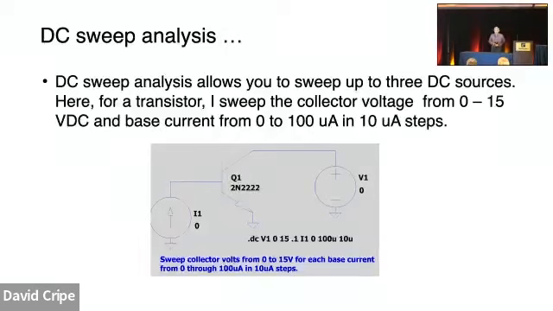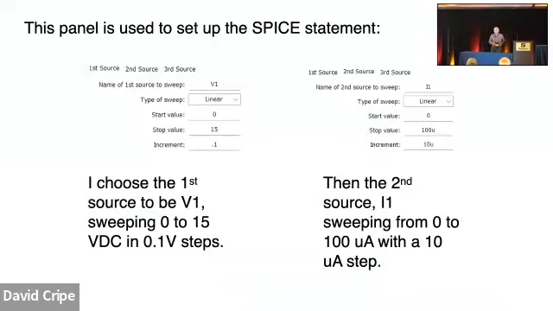Here I got a simple transistor with a current driving the base and a voltage for the collector. I'm going to sweep the collector voltage from 0 to 15 volts with a 0.1 volt step, and sweep the base current from 0 to 100 microamps in 10 microamp steps. And when I choose that DC sweep, it gives me these little panels that say, which source do you want to sweep? I say V1, 0 volts to 15 volts, 0.1 volt step. And then I say I1, 0 amps to 100 microamps, 10 microamp step.